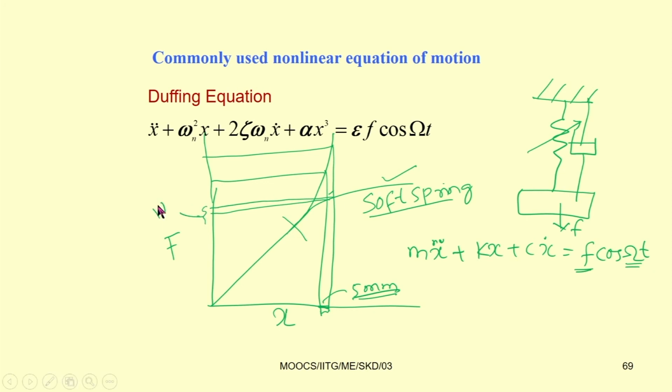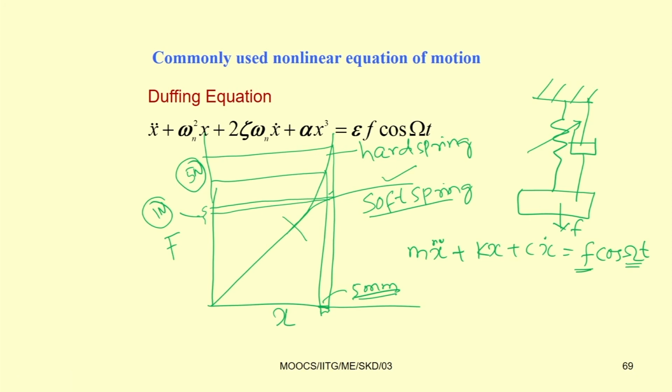So, you have to apply a 1 Newton force to have a displacement of 5 mm, but in the second case, you may have to apply a force of 5 Newton to have 5 mm displacement. So, here you are applying more force to have 5 mm displacement, here you are applying less force to have the same displacement. So, that is why it is soft, and this is known as hard spring. So, you can have a hard spring or you can have a soft spring. So, this is soft spring and this is hard spring.